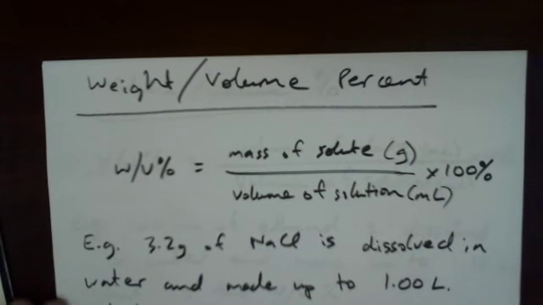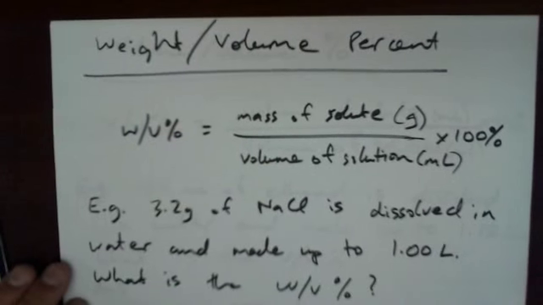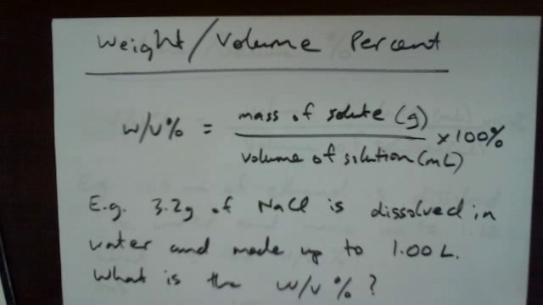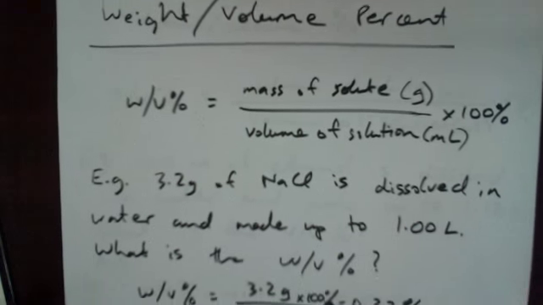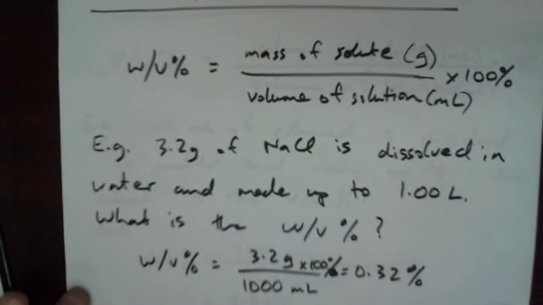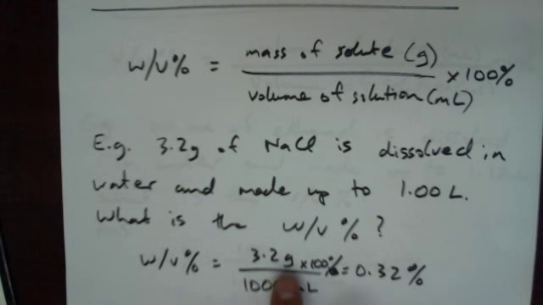So if we have 3.2 grams of sodium chloride going to be dissolved in water and made up to 1 litre, what is the weight volume percent? Okay, so here's the solution. Our weight volume percent would be that 3.2 grams divided by our 1000 mils. Again, if we're using grams here, we would have to have mils here, then multiplied by our 100%, and this would give us 0.32%.